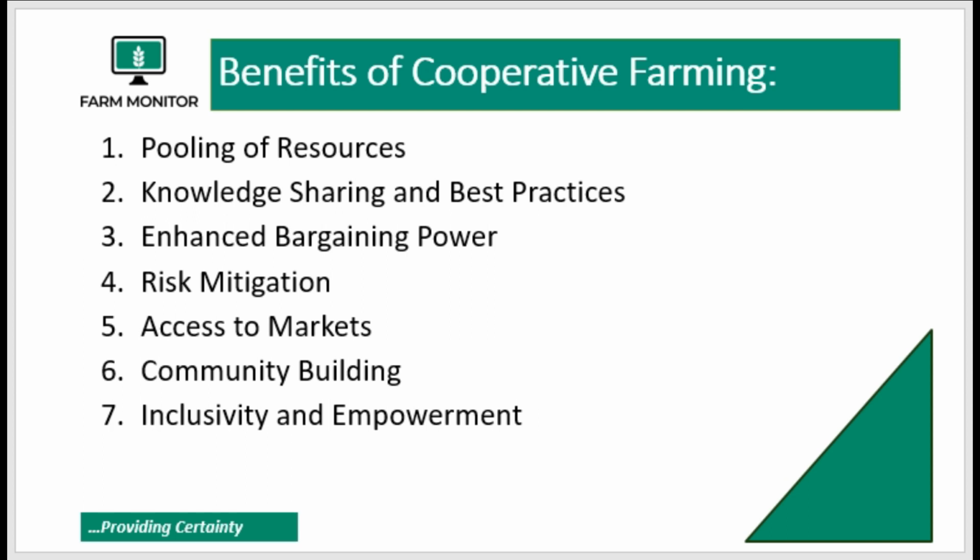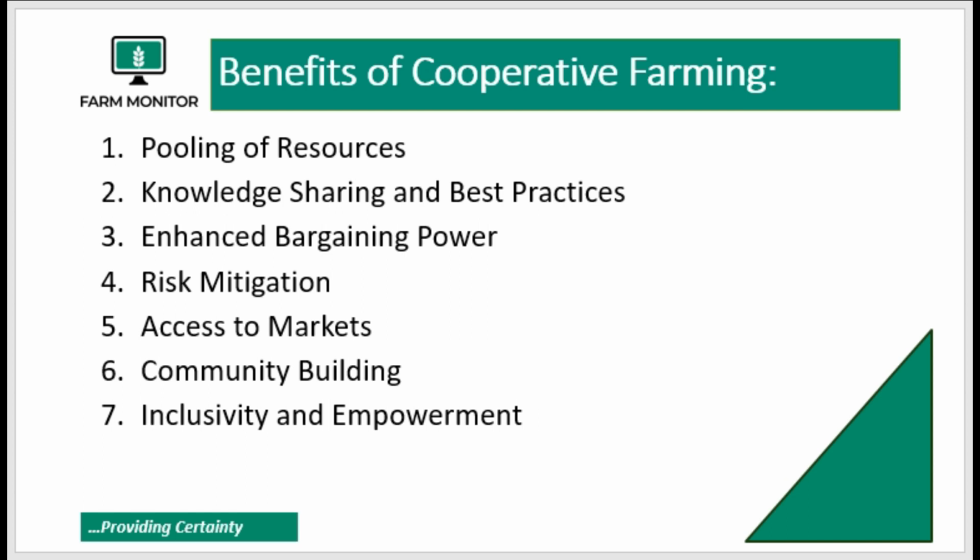Another benefit is knowledge sharing. So you see cooperative members share information, share knowledge. They can exchange expertise, they can exchange farming techniques, they can share best practices. All of this leads to improved yields and their farming becomes more efficient.